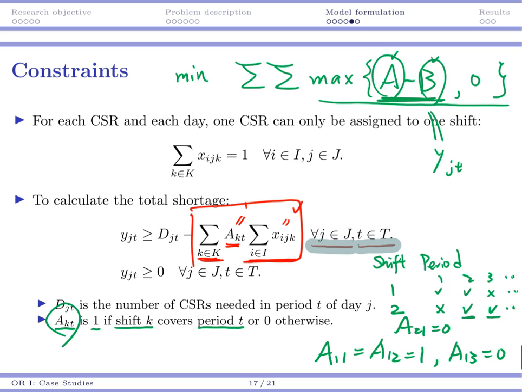And then collecting all of this, we have a way to determine the supply, we have a way to determine YJT, then we're done with formulating total shortage.